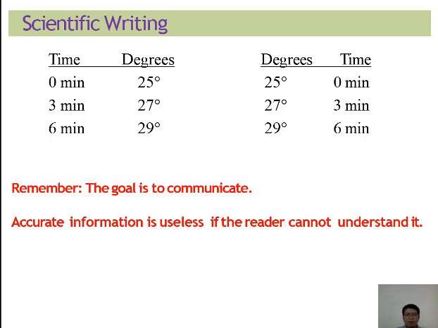The context, okay? Remember, the goal of any information is to communicate. So, accurate information is useless if the reader cannot understand it, okay? So, for these previous two tables, we need to know more about the context, about how they did the experiment, and what kind of measurements. For example, time from what to what, is the degrees the temperature of a liquid or machines or whatever. So we need a lot more information.